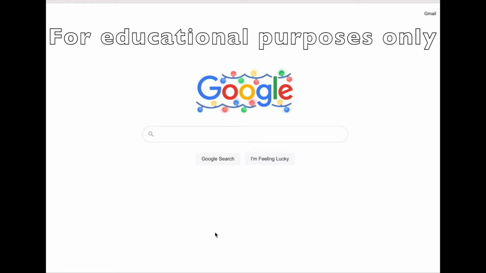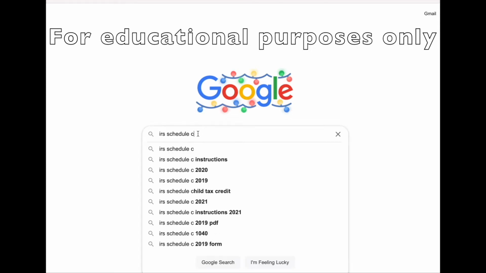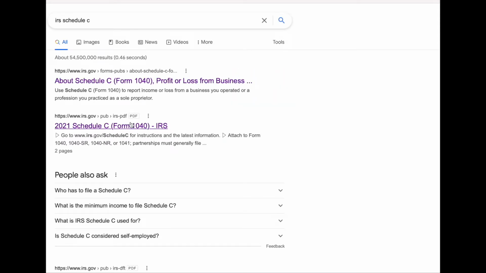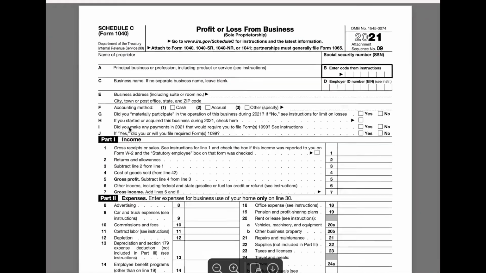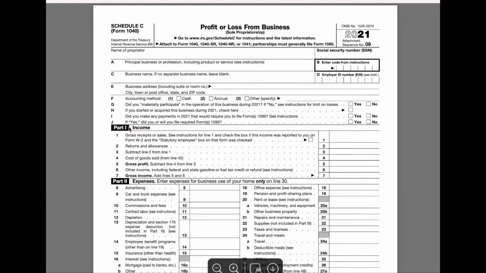Today we're going to go over how to fill out Form 1040 Schedule C. You can get a blank copy of the schedule from the IRS website. The first thing that we need to enter is the name of the proprietor and their social security number.